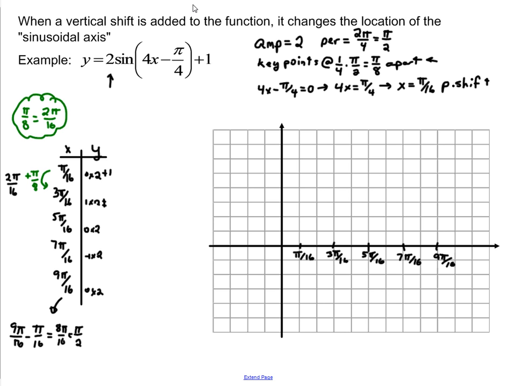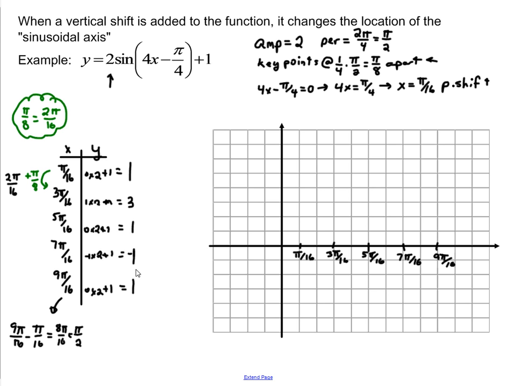Plus 1. Let's see if I can make it a nice looking plus instead of an awful looking plus here. Plus 1, plus 1, plus 1, plus 1. Okay, so what does that mean? Well, the y value is 0 times 2 plus 1 gives me 1. So my first key point is that y equals 1. 3 pi over 16, I get 1 times 2 plus 1. That's equal to 3. 0 times 2 plus 1, well, that's equal to 1 again. -1 times 2 is -2 plus 1. That gives me -1. And then 0 times 2 plus 1, that gives me 1 again.